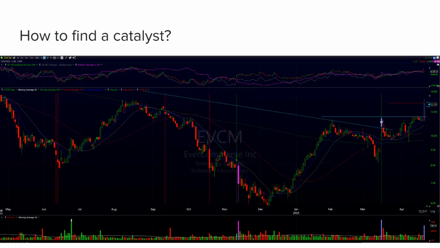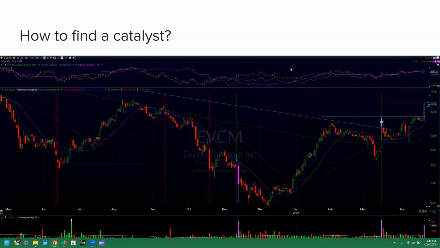So how do you find these catalysts? Let's take the example of EVCM. This stock popped up on my earnings winners scan the other day, and it met all the other criteria. It was breaking out of a range, and it was starting a new uptrend. So I wanted to check what the catalyst behind this big move was.